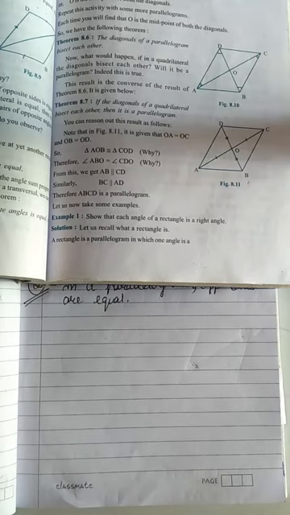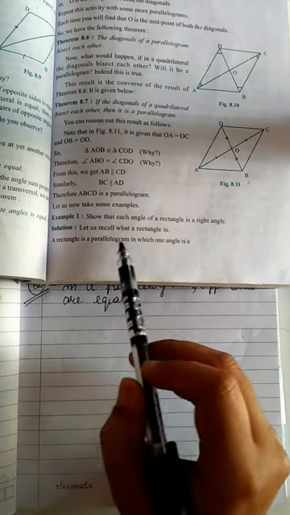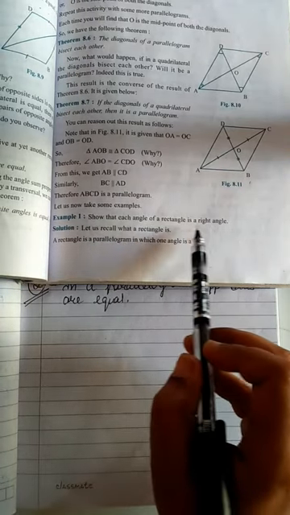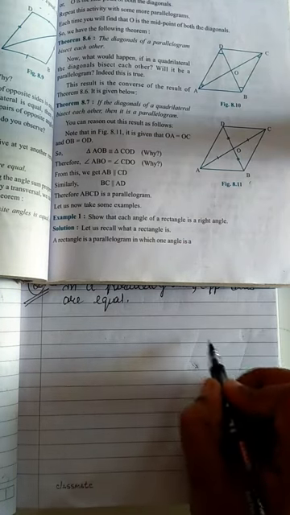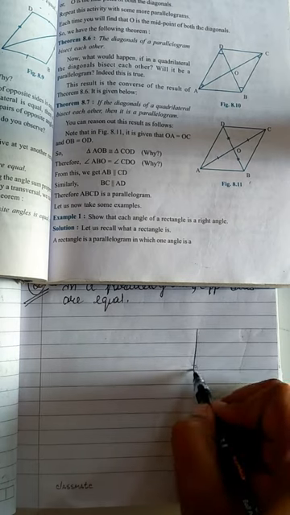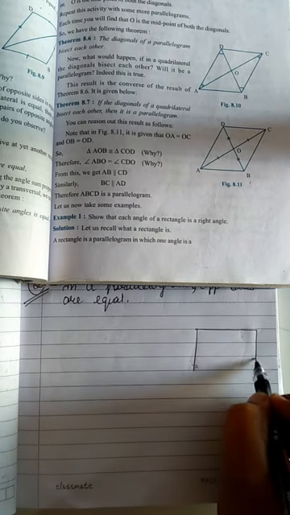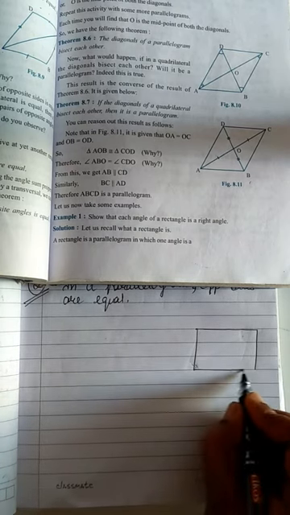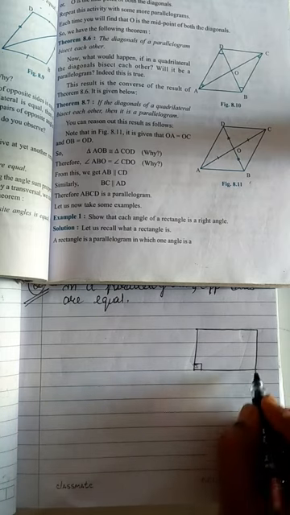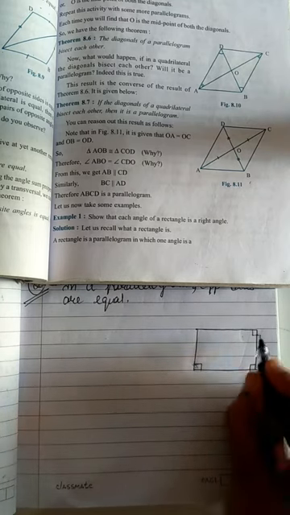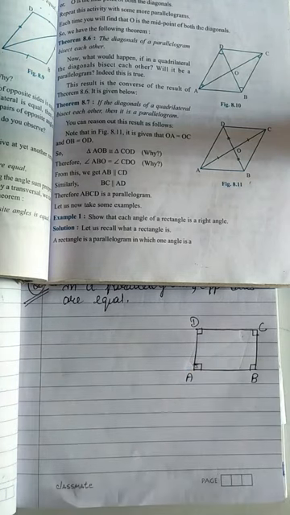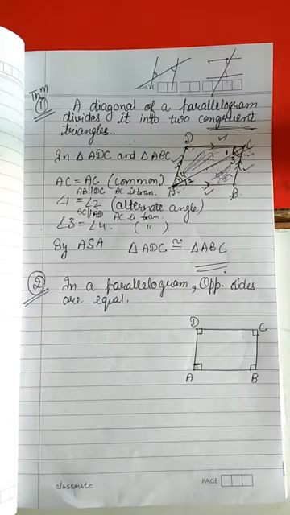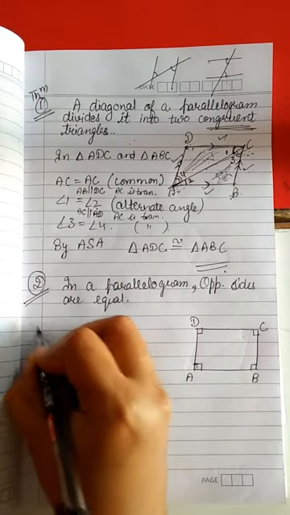Next we will discuss example number 1, that is, show that each angle of a rectangle is a right angle. In this we show that, suppose this is a rectangle and each angle of the rectangle is 90 degrees. We have to show that angle A, angle B, angle C is equal to 90 degrees. Let us prove.